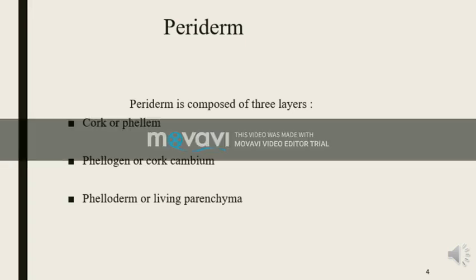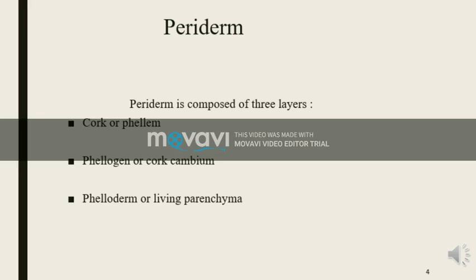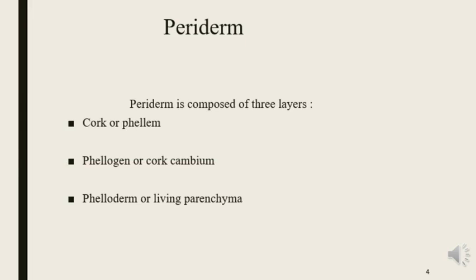The outermost layer is cork, which is a hard layer, and here is the deposition of suberin, which is impermeable to water, and the inner layer is cork cambium, which is meristematic in nature, from which the new cells arise, and the innermost layer is phelloderm or living parenchyma. Sometimes chlorophyll is present here, which helps in photosynthesis. Now one by one we will discuss all these three layers with their structures.